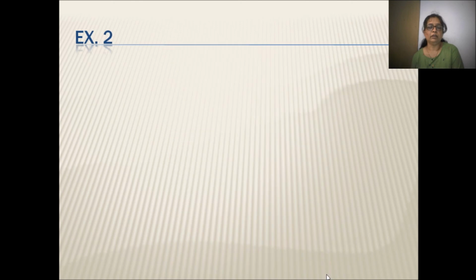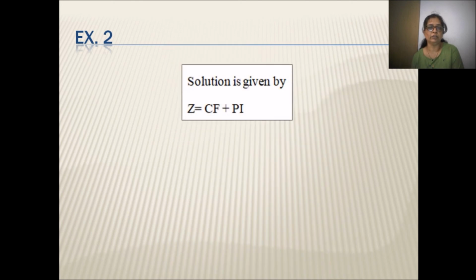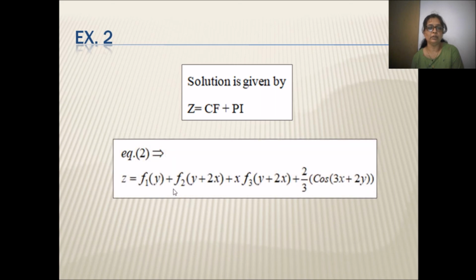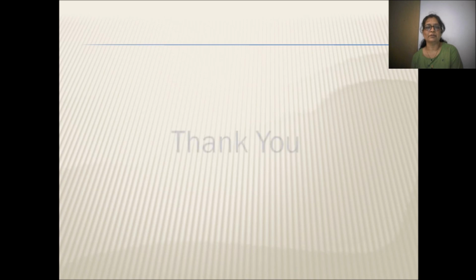Then lastly we write down the solution of the given equation as z equal to CF plus PI, and these first three terms are the CF and the last term is PI. In this way we solve the examples of case 1 and case 2 of partial differential equations. Case 3 and case 4 we will discuss in the next part of this partial differential equation. Thank you.